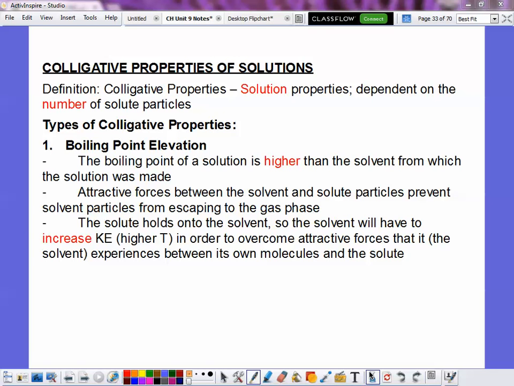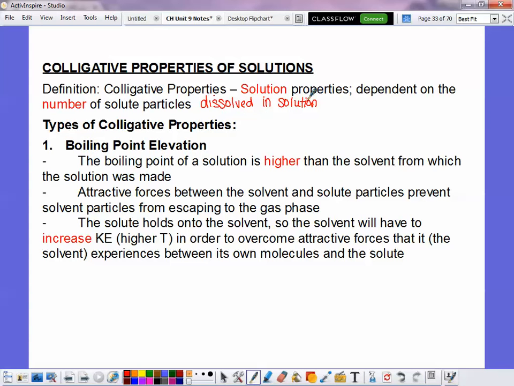Colligative properties. Colligative properties are properties of solutions, and they are dependent on the number of solute particles dissolved in the solution. There are many types of colligative properties, but we're going to focus on two. Okay? The first one we're going to talk about is boiling point elevation.